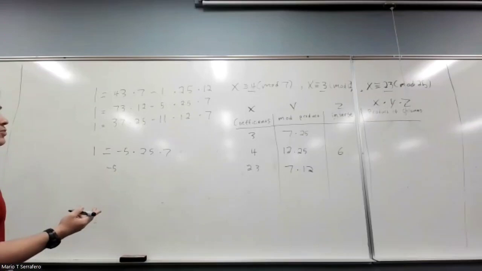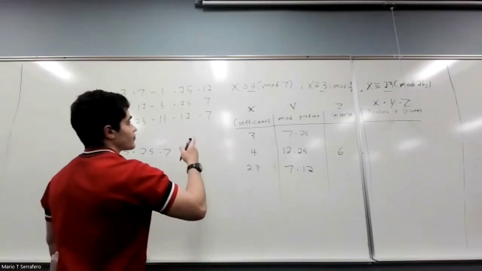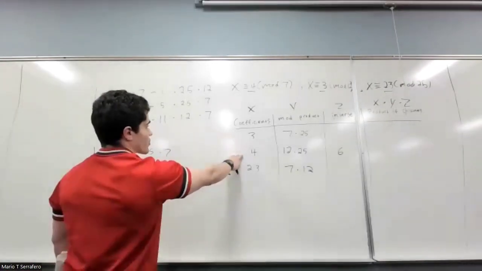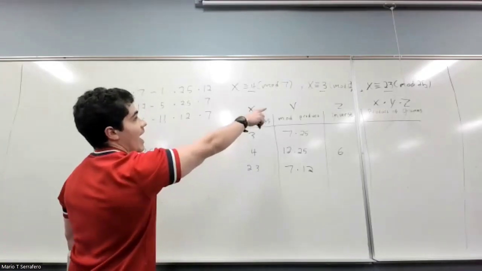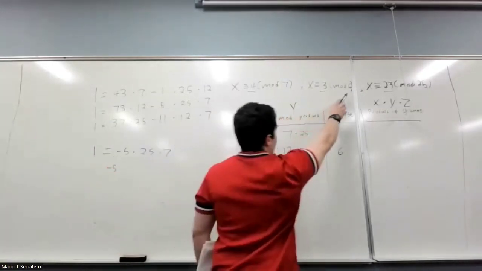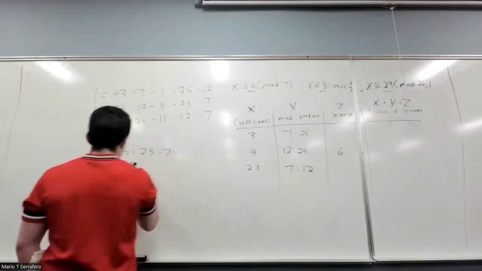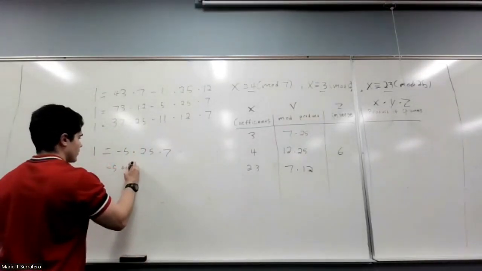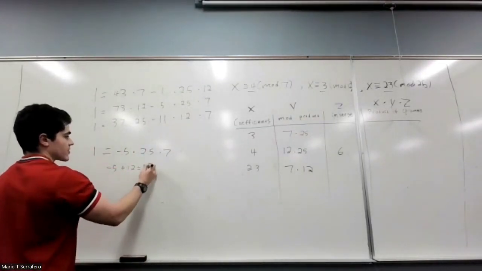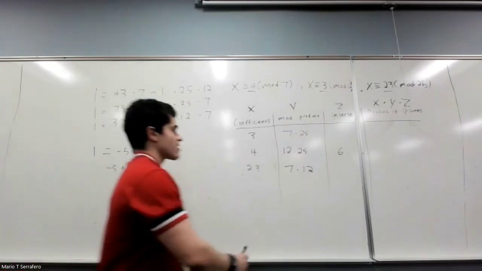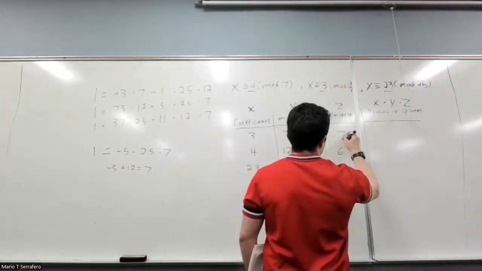But again, we don't want negative terms. So what we're going to do is add the modulus. We're working with 3 mod 12, so we're going to add 12. And this is equivalent to 7. So the inverse here is 7.